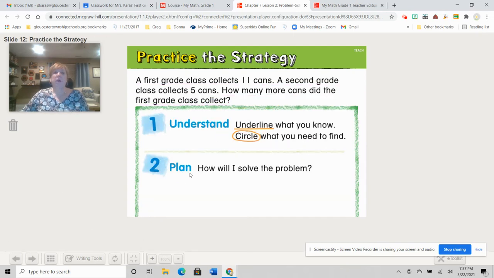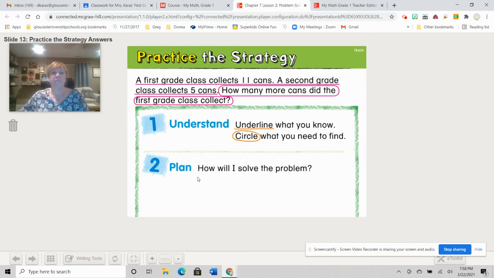Okay, all right, I'm just going to go right to the next one. A first grade class collects 11 cans. A second grade class collects 5 cans. Now, I went to this first because it does say underline. So right there, it shows that it's underlined. And then, how many more cans did the first grade class collect? Your words may be set up differently, okay, but just make sure you underline both sentences and then circle the question for what we need to find out.